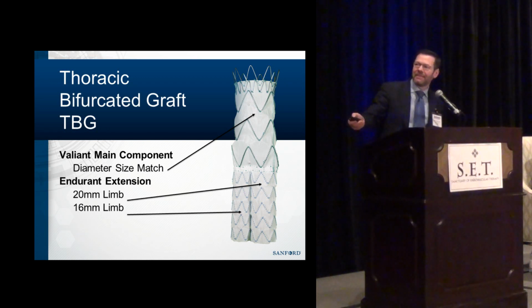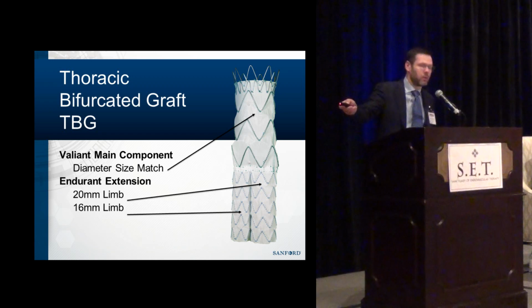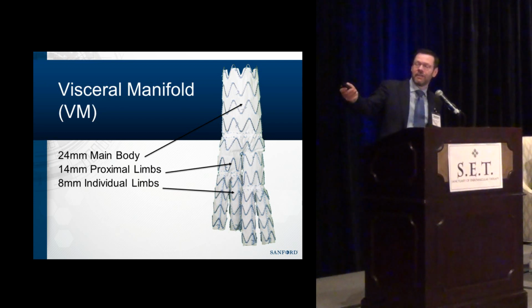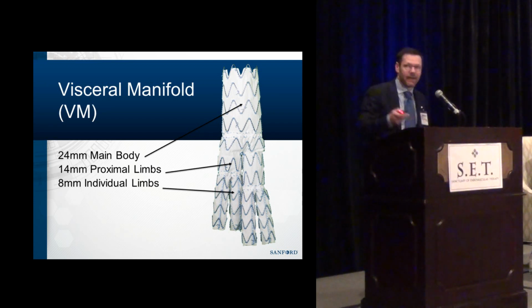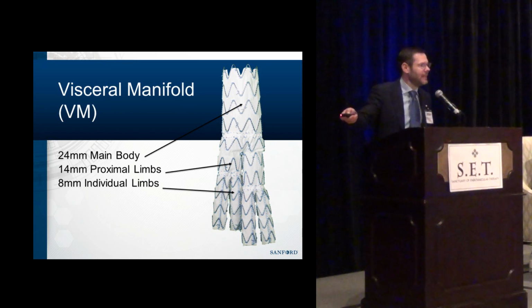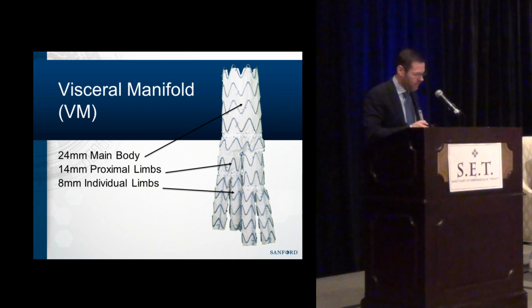But we will. This slide here should show the thoracic bifur, which is the Valiant component that divides into a 16 millimeter and a 20 millimeter limb. Our manifold system takes that 20 and divides that into 2 14s and then 2 8s. And again, very mobile limbs, kind of back to that methodology of parallel grafting.